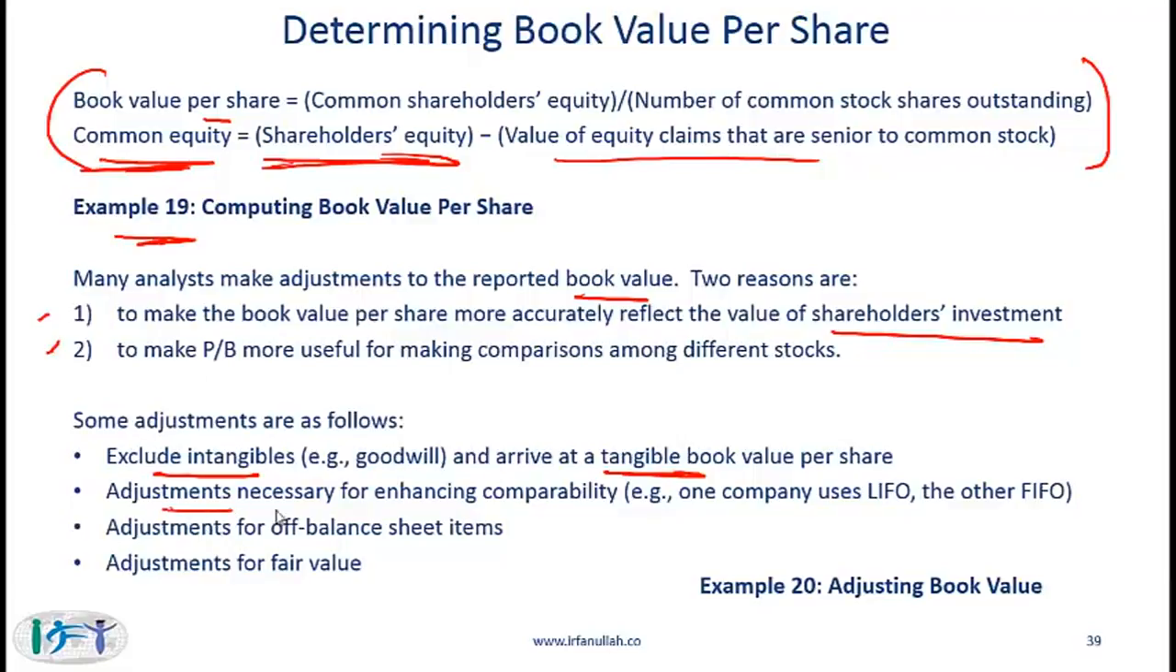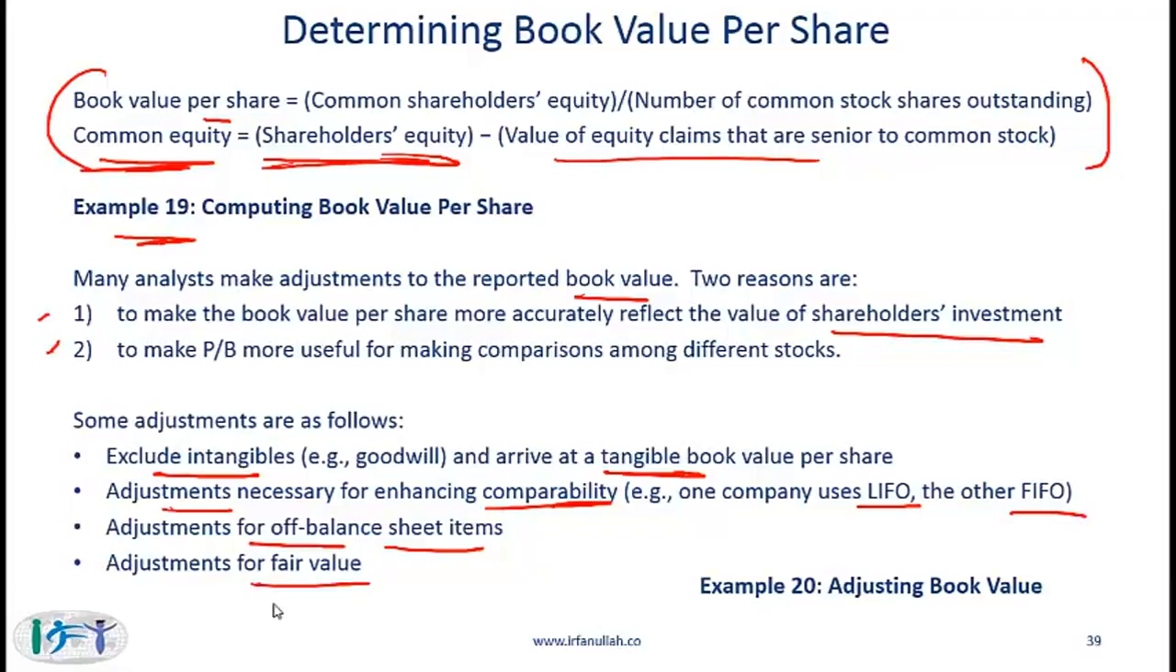Adjustments are necessary to enhance comparability, and you've seen a lot of this in FRA. So one company uses US GAAP and inventory valuation is done using LIFO. Another company uses FIFO. So make the adjustment before comparing. Adjustments for off-balance sheet items: one company uses operating leases, the other uses financing leases. So you might want to make an adjustment there.